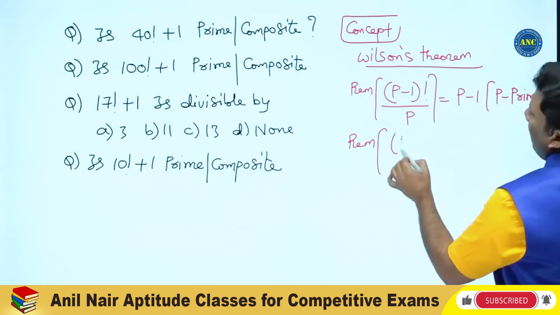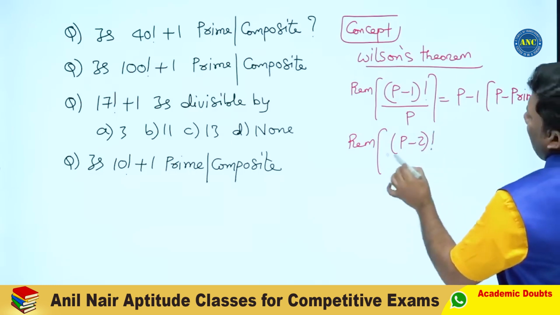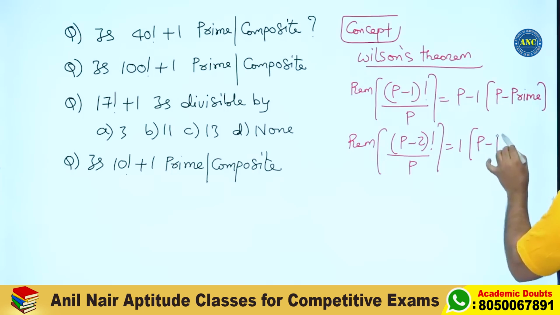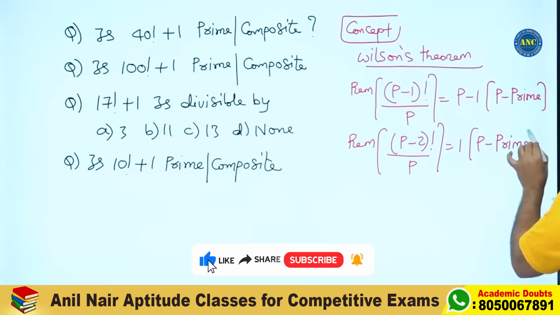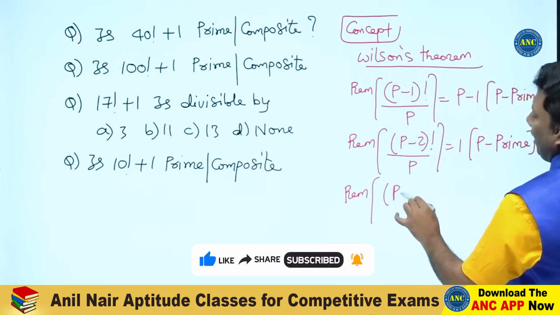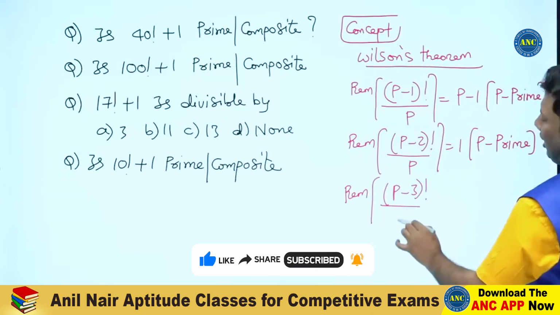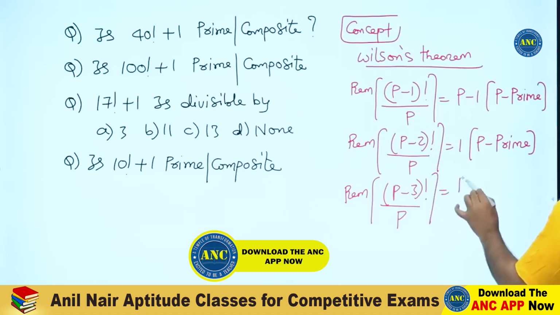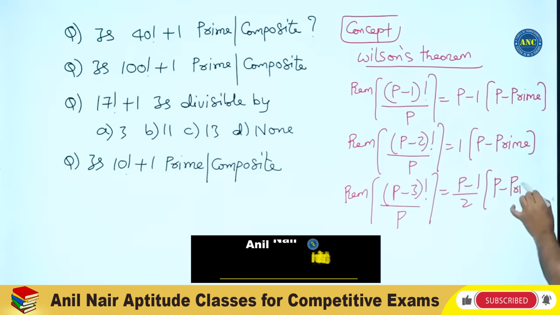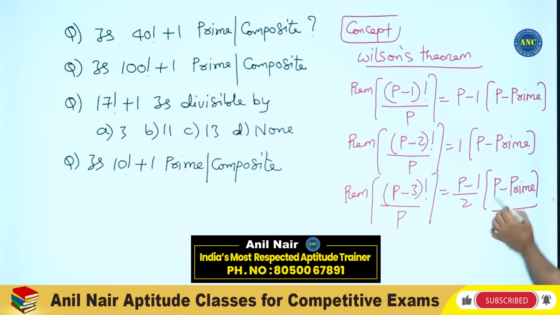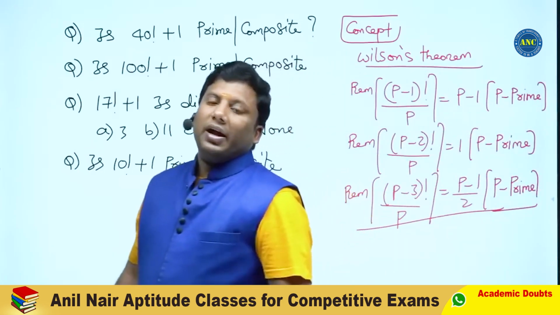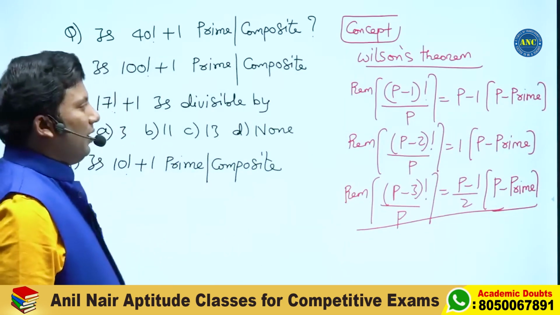The remainder when (p minus 2) factorial is divided by p is always 1 when p is a prime number. Extremely important concept. The remainder when (p minus 3) factorial is divided by p is (p minus 1) by 2. What if it is beyond 3? In the enrolled batch, we discussed it in detail. (p minus 1) factorial divided by p leaves remainder p minus 1 when p is prime.